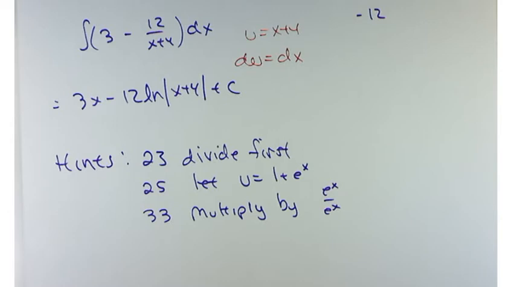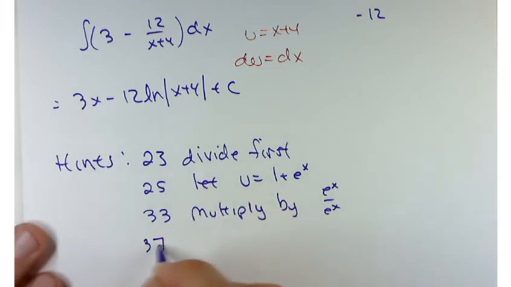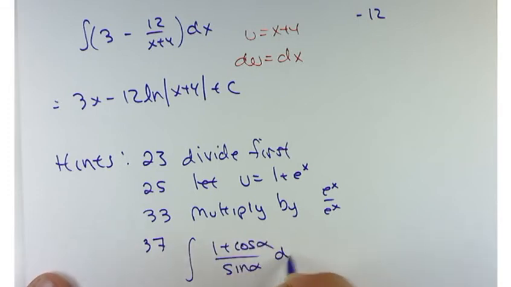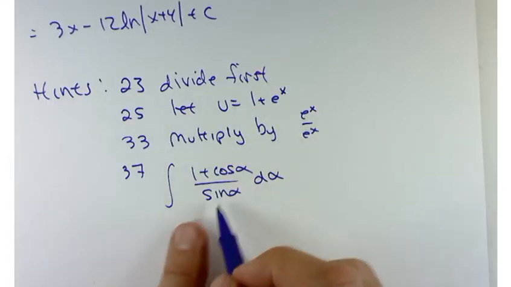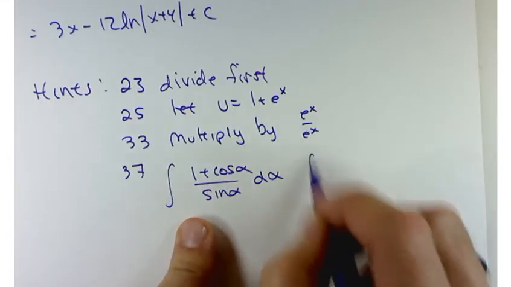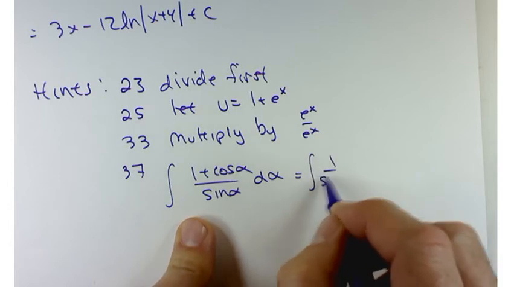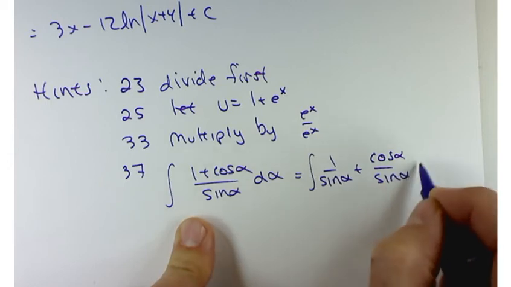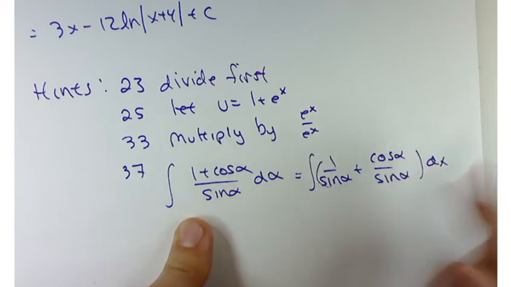And last one, problem 37. Let me just take a look at that one. Try to remember what the trick is there. Yes. So you've got a 1 plus cosine of alpha over sine of alpha d alpha. What you should do is split that one up. Split it up as 1 over sine of alpha plus cosine of alpha over sine of alpha. And then you should be able to integrate it from there.